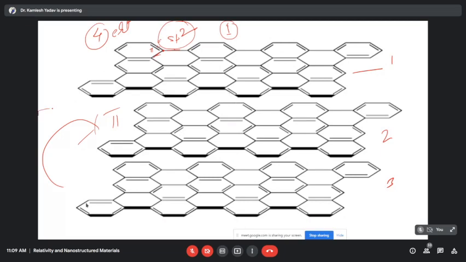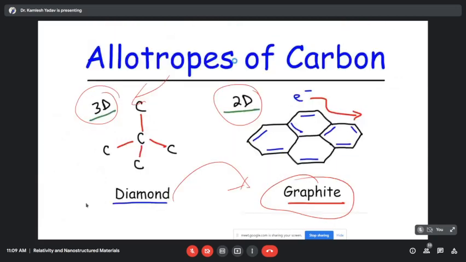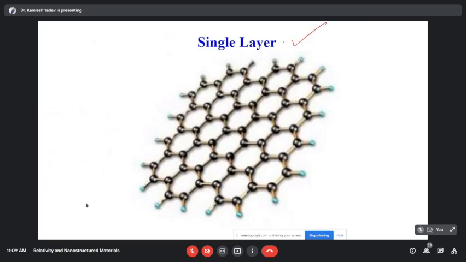But let us suppose this is the graphite. Suppose somehow I separate these layers and obtain a single layer of graphite. Somehow, if we obtain one single layer, that is a hexagonal layer, and there are delocalized electrons, which increase the conductivity.